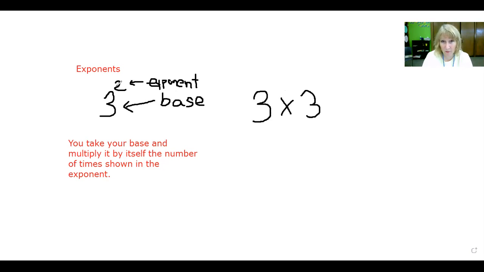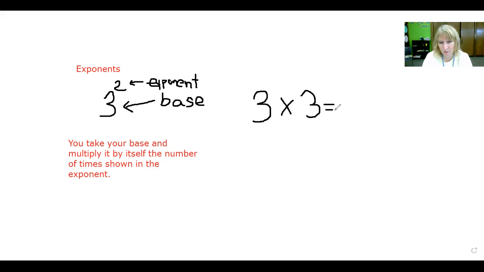I'm not multiplying the exponent by the base. That would be 2 times 3, and that's 6. A lot of students do that, and that's wrong. 2 times 3 is 6 is not how you do exponents. You just take the base, the bigger number, and multiply it by itself, the number of times in the exponent.